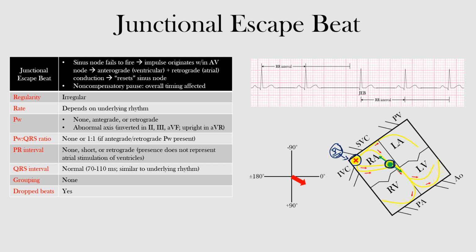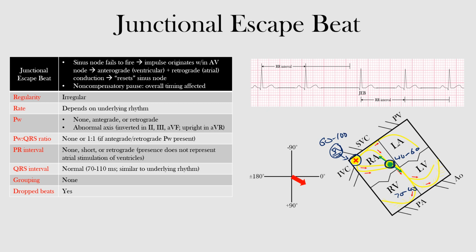Now, if you recall, the normal intrinsic rate of the AV node in adults is generally between 40 and 60 beats per minute. This corresponds to an interval of 1.2 to 1.6 seconds between complexes. This may be slightly different in children, although the idea here is still the same. Remember, the intrinsic rate of the sinus node is between 60 and 100 beats per minute. Then we have our AV node between 40 and 60 beats per minute, and then our ventricles around 20 to 40 beats per minute.